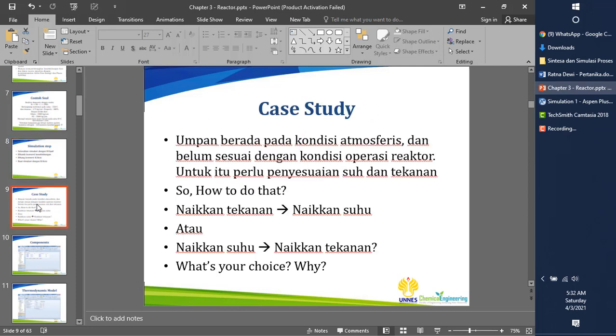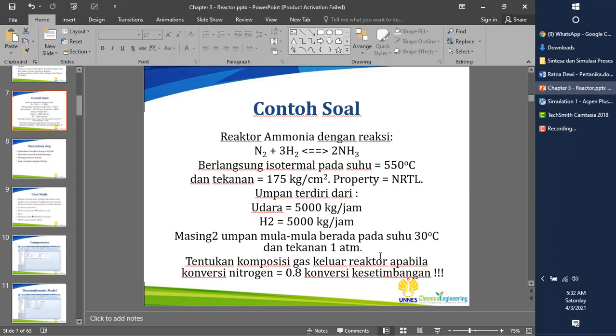So actually in here I have a question, but since this is an offline video, you can just follow the step by step. Actually, you can see that the inlet feed is at 30 degrees C and 1 atm. However, the reaction occurs at 550 degrees C with the pressure of 175 kilogram per centimeter square. What are you going to do first? Are you going to increase the temperature first, and after that increase the pressure, or increase the pressure first, and after that increase the temperature?